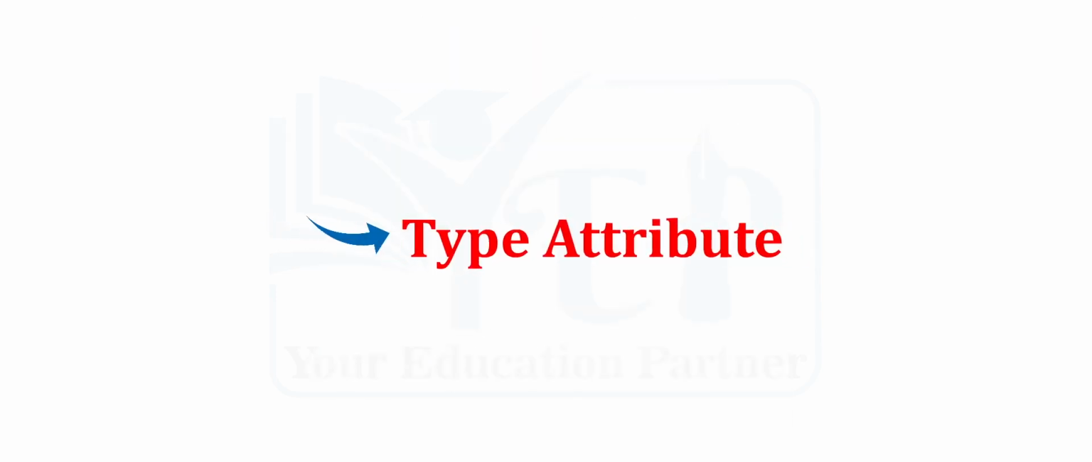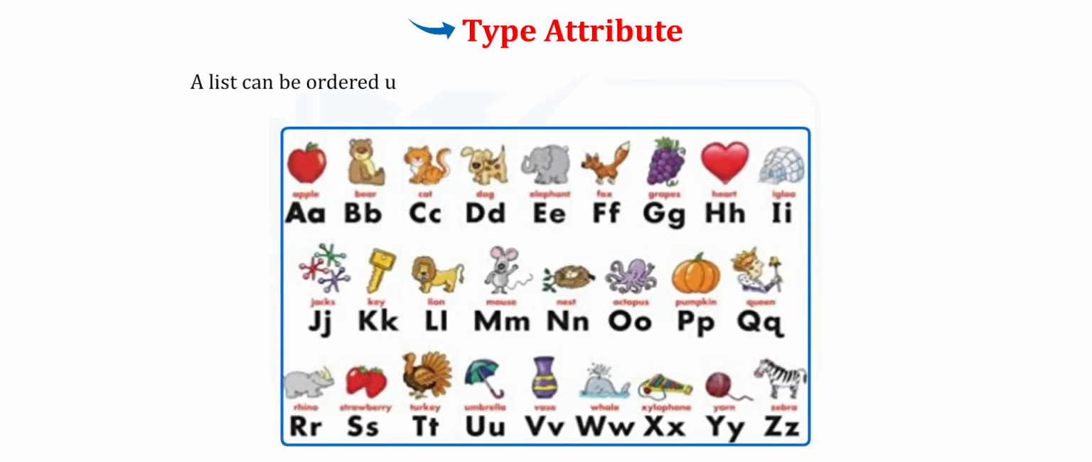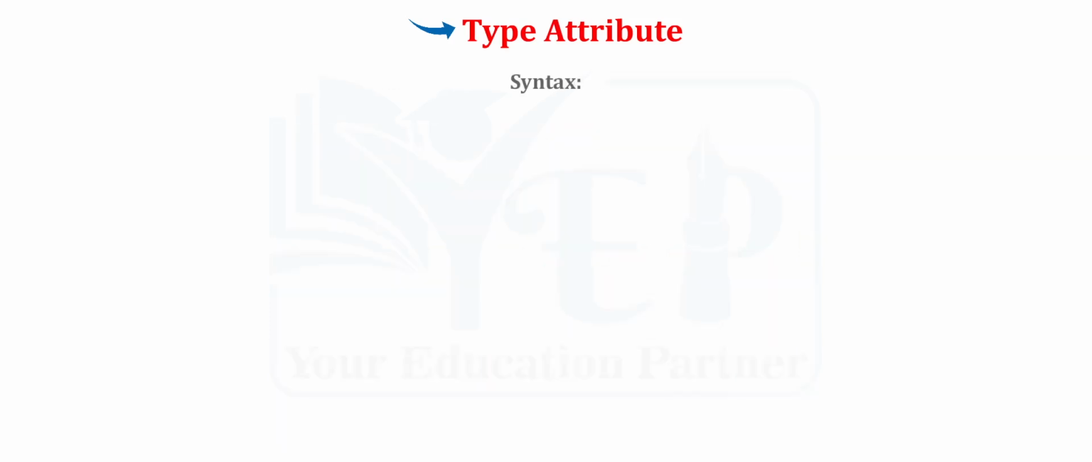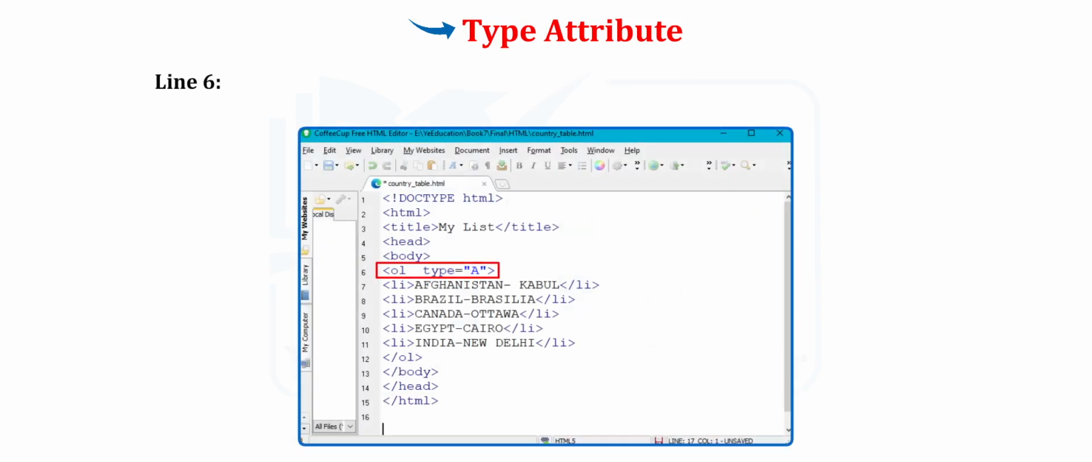Type attribute. A list can be ordered using numbers, uppercase letters, and lowercase letters. To add numbers and letters to the ordered list, use the type attribute. Syntax: OL type equals double quote number / letter double quote close. Let's walk through the code. Line 6: the type attribute with the OL tag is used to create a list with letters as bullets.